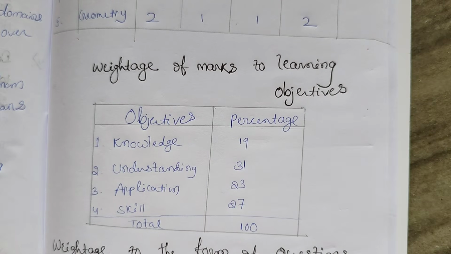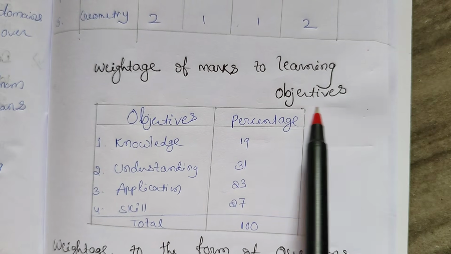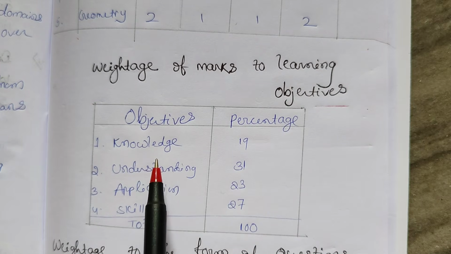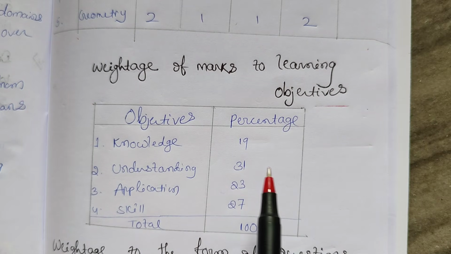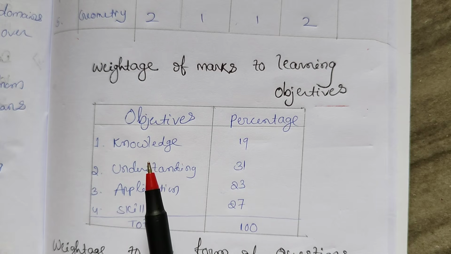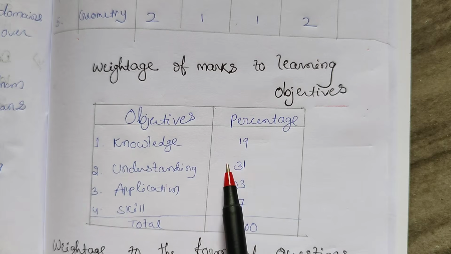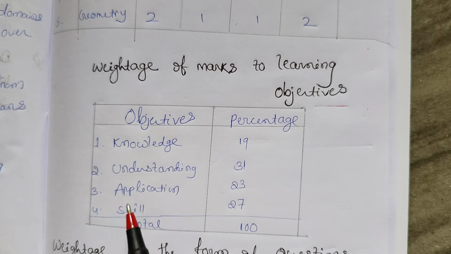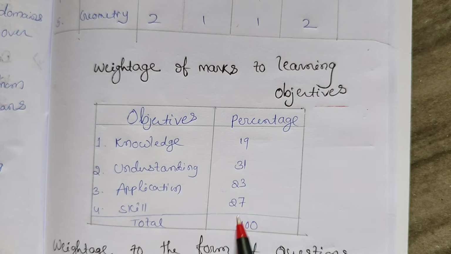Now weightage of marks to learning objectives. I already said, objective means what? Knowledge based, understanding based question, application based question, skill based question. So knowledge 19%, understanding 31% marks questions will come, application based 23%, skill 27%, so total 100 marks.